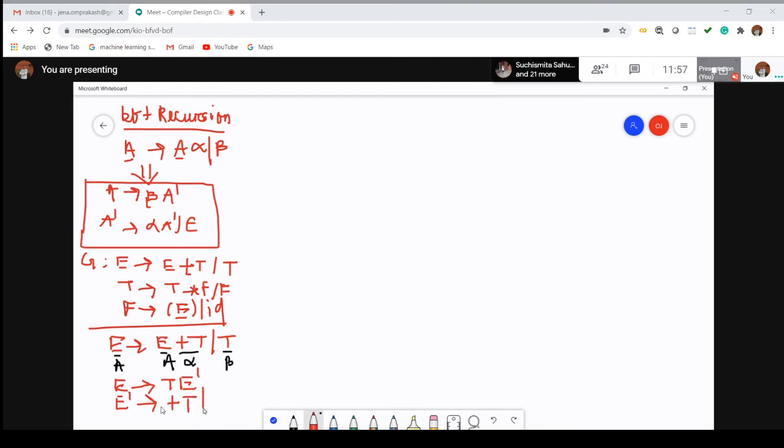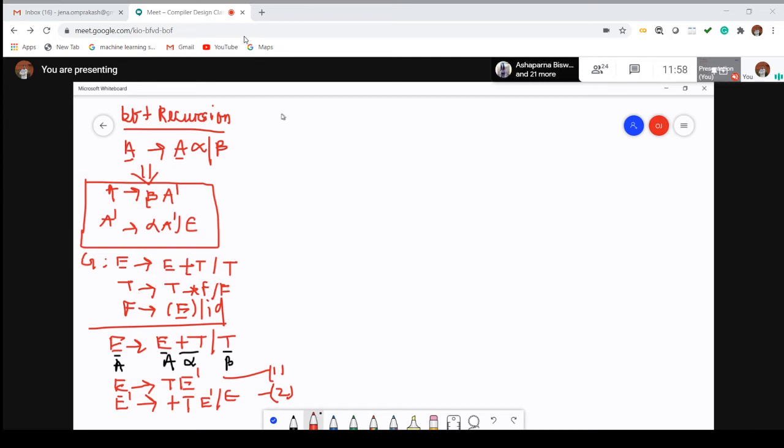Or epsilon, and there will be A dash. A dash means I have to write which value? E dash. So it will be plus T E dash or epsilon. Now this one is equation number 1 and this value is equation number 2, and both are free from left recursion. The first production is completed.